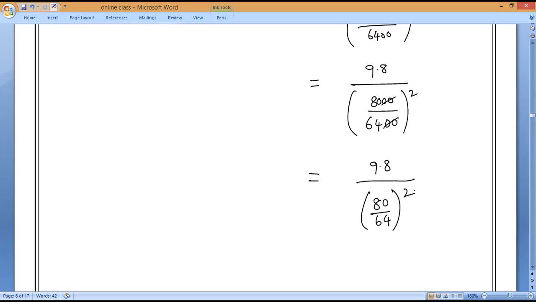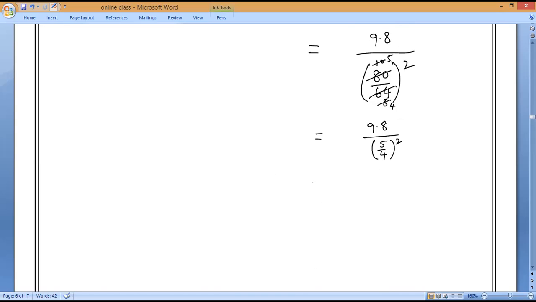Which table? Just check it, you know already. The 8 table: 8 tens are 80, 8 eights are 64. So 2 fours are 8, 2 fives are 10. So totally, which is equal to what? 9.8 divided by how much? 5 by 4, whole square. Okay, so 5 square.